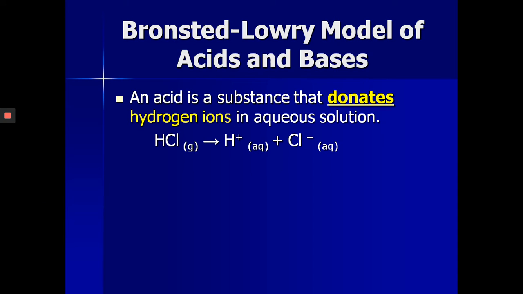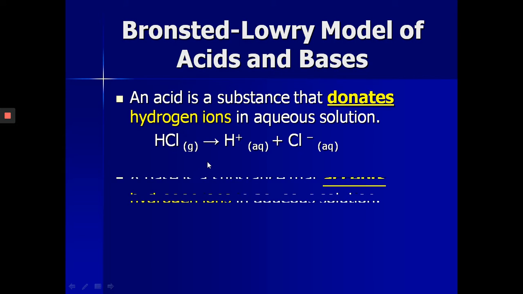So here, another example, the hydrochloric acid is going to produce the hydrogen cation and the chloride anion. So since it donates hydrogen or produces hydrogen, HCl is considered an acid.